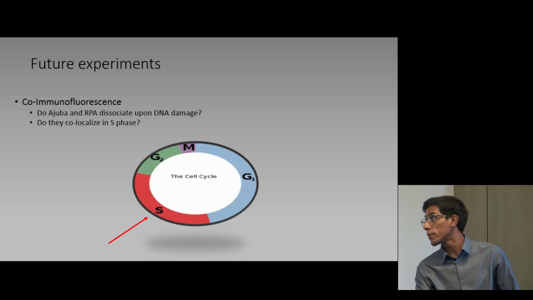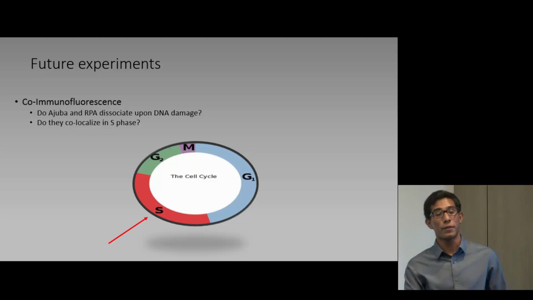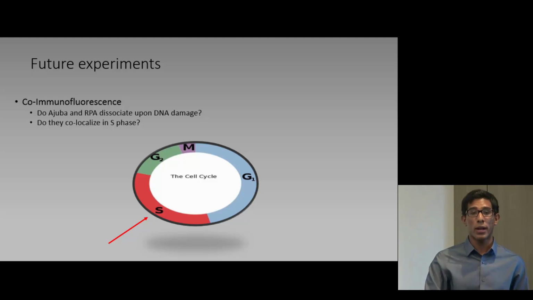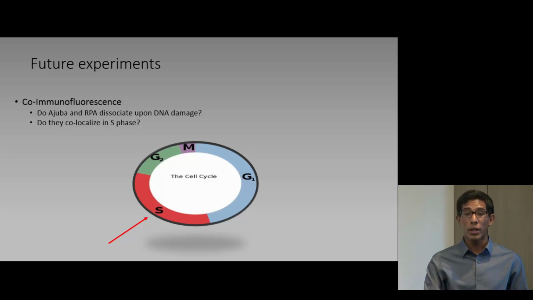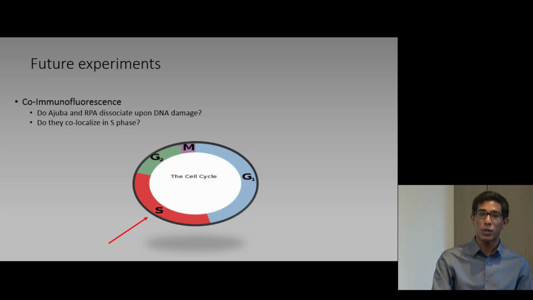The picture below is of the cell cycle, and the red arrow is pointing at the S phase, which is the DNA replication phase. So we are going to treat our cells with a double thymidine block to arrest cells in S phase, and we expect an increase in co-localization between Ajuba and RPA.